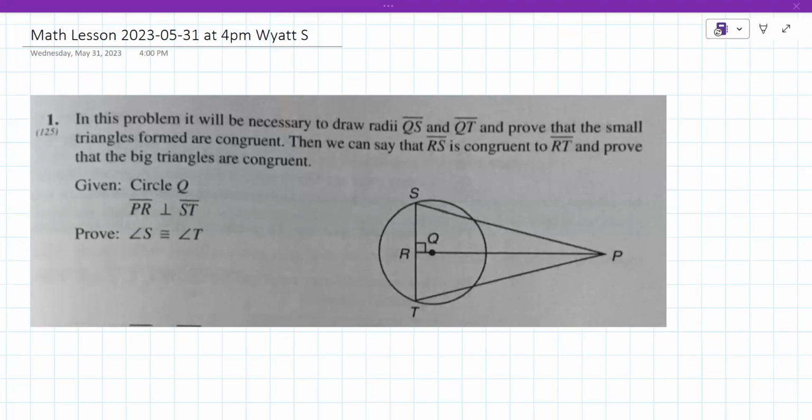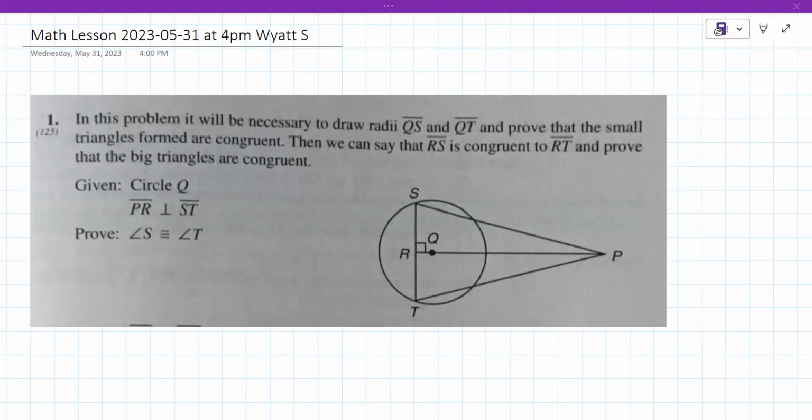Prove that the triangles formed are congruent. Then we can say that RS is congruent to RT and prove that the big triangles are congruent.